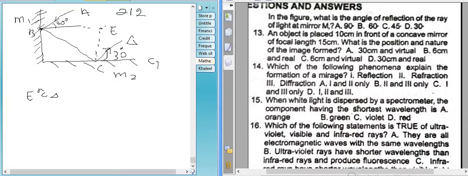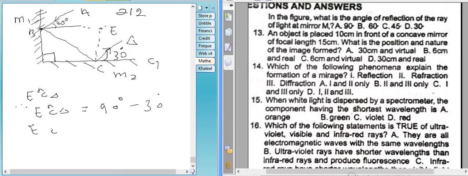So now here is 90 degrees as given in the diagram. Therefore, from here to here is 90 degrees because it's a right angle. Therefore, to get this angle, we need to subtract this from 90 degrees. Hence, angle ECD is equal to 90 degrees minus 30 degrees.